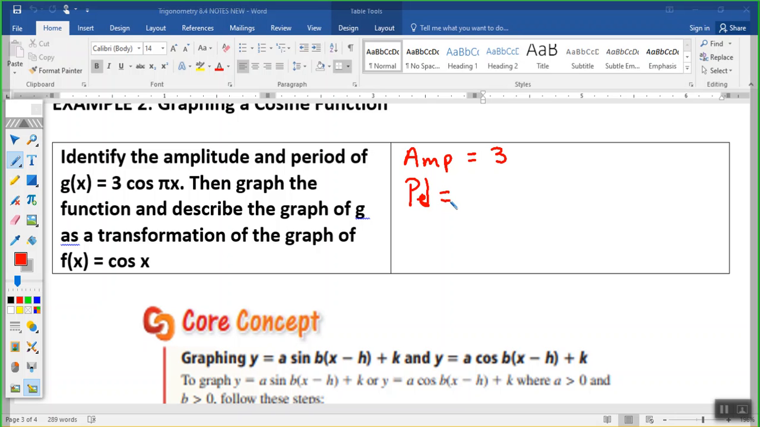2 pi divided by b. Okay, we want that b to be the absolute value of b. So 2 pi divided by the absolute value of, what is the b value right in front of x here, kids? Okay. Guys, what are the pi values going to do to each other in this? So what's the new period going to be? So instead of a cycle happening every 2 pi radians, that cycle's going to shorten up to every 2 radians, isn't it? Let me show you what's going on here.